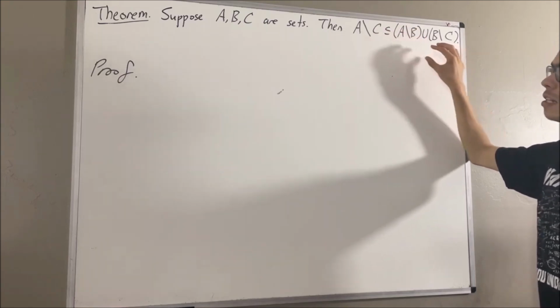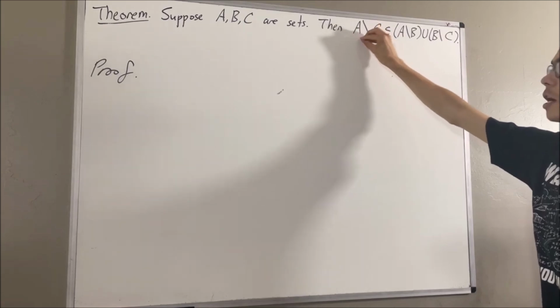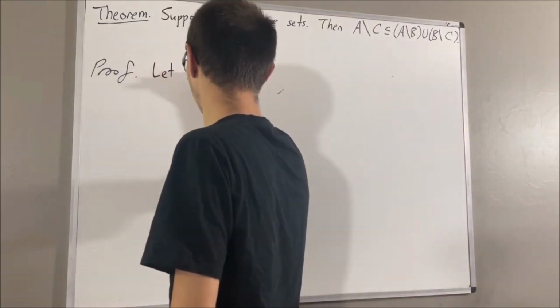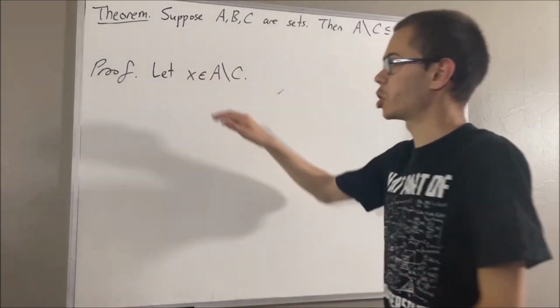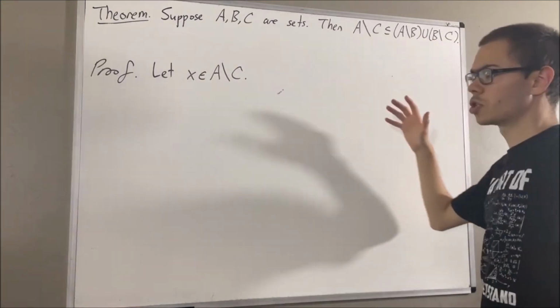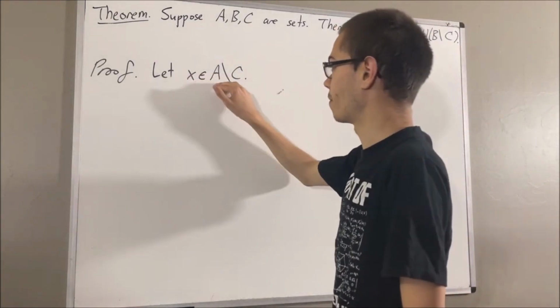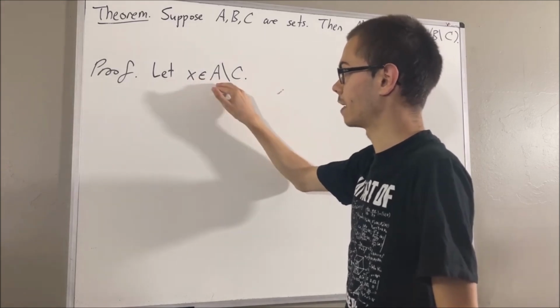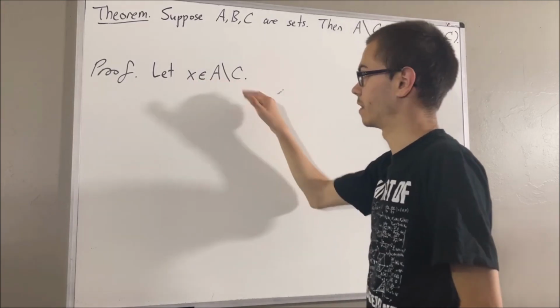So to prove that, let's give ourselves an arbitrary element of A set minus C. I'll call it X. The whole goal now is to show that X must also belong to this set. So to start out, since X is an element of A set minus C, by definition, this means that X is an element of A and X is not an element of C.